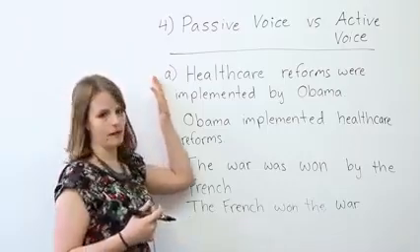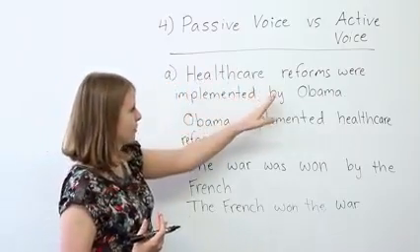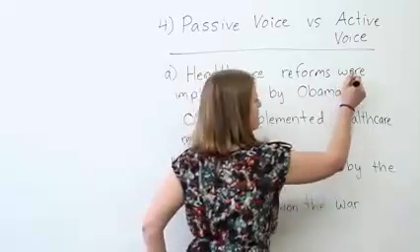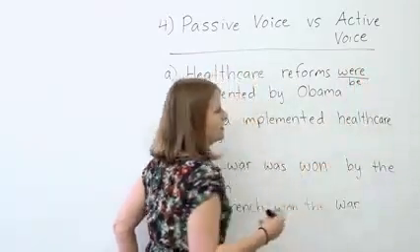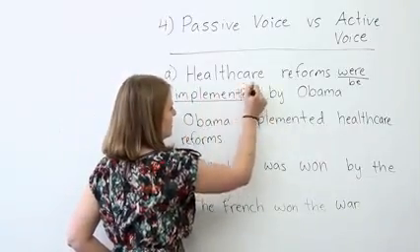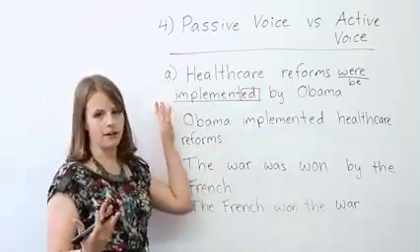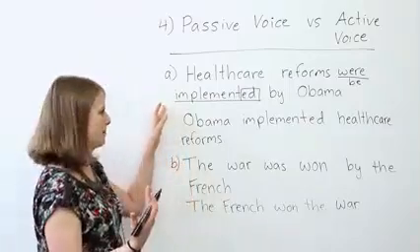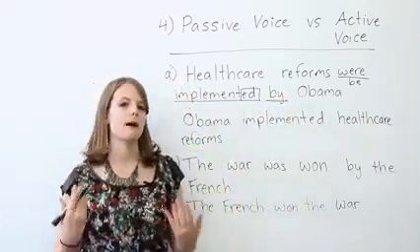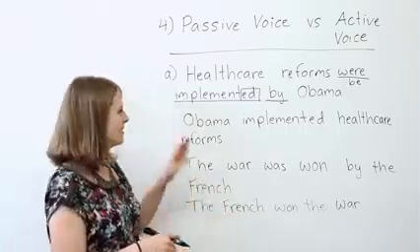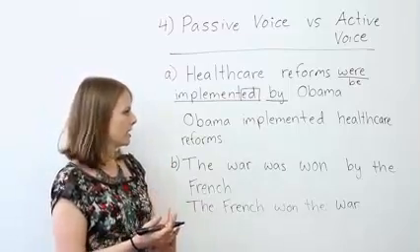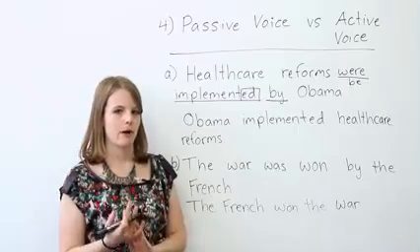So here is an example of the passive voice. Healthcare reforms were implemented by Obama. Okay, so notice first we have a form of the verb to be, and then we have the past participle of implement, in this case implemented, so you see an ed. And then oftentimes we have the word by someone. So this is an example of a passive voice sentence. Healthcare reforms were implemented by Obama.